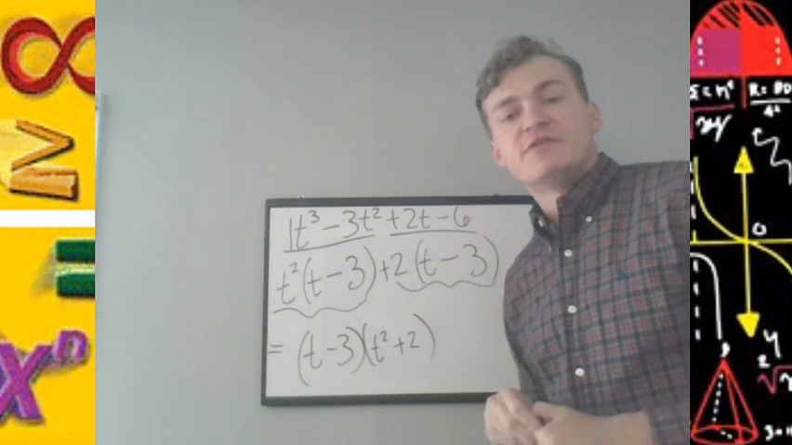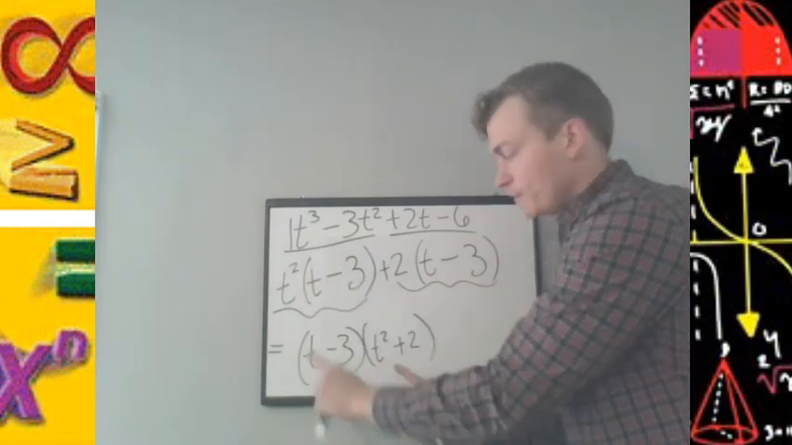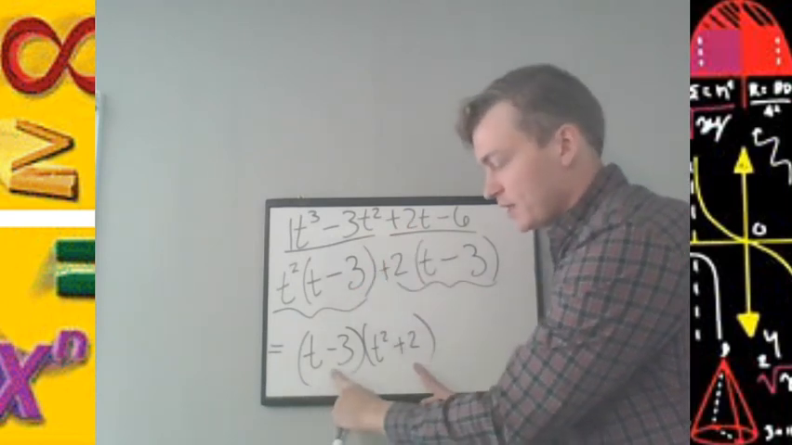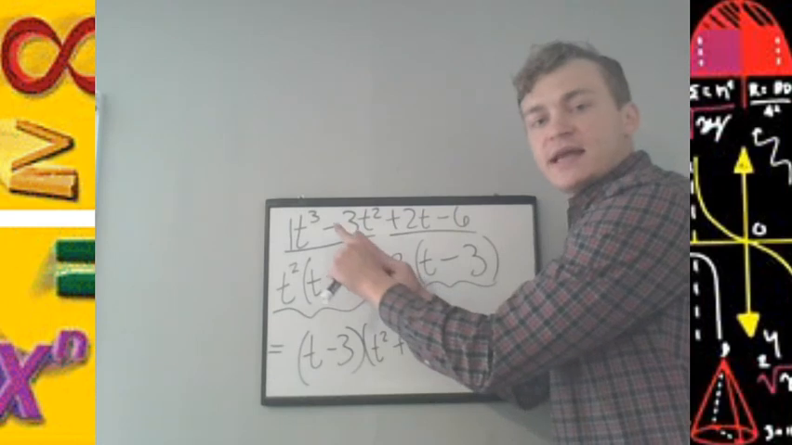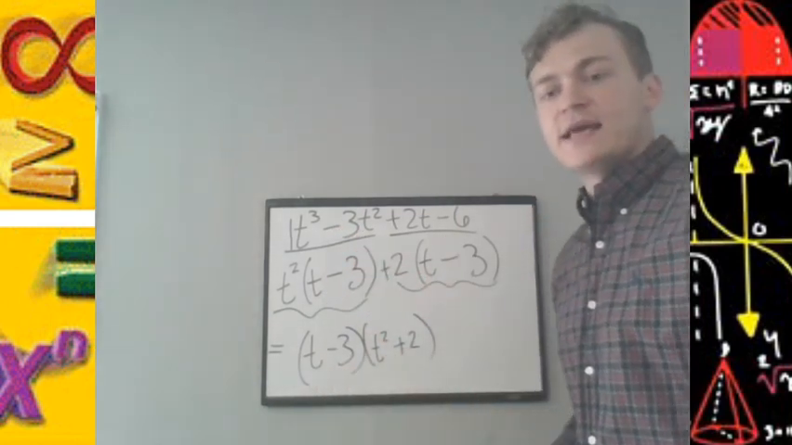We can check using the FOIL method here. t times t squared is in fact t cubed. t times a positive 2 is a positive 2t. Negative 3 times t squared is negative 3t squared. Negative 3 times positive 2 is negative 6.